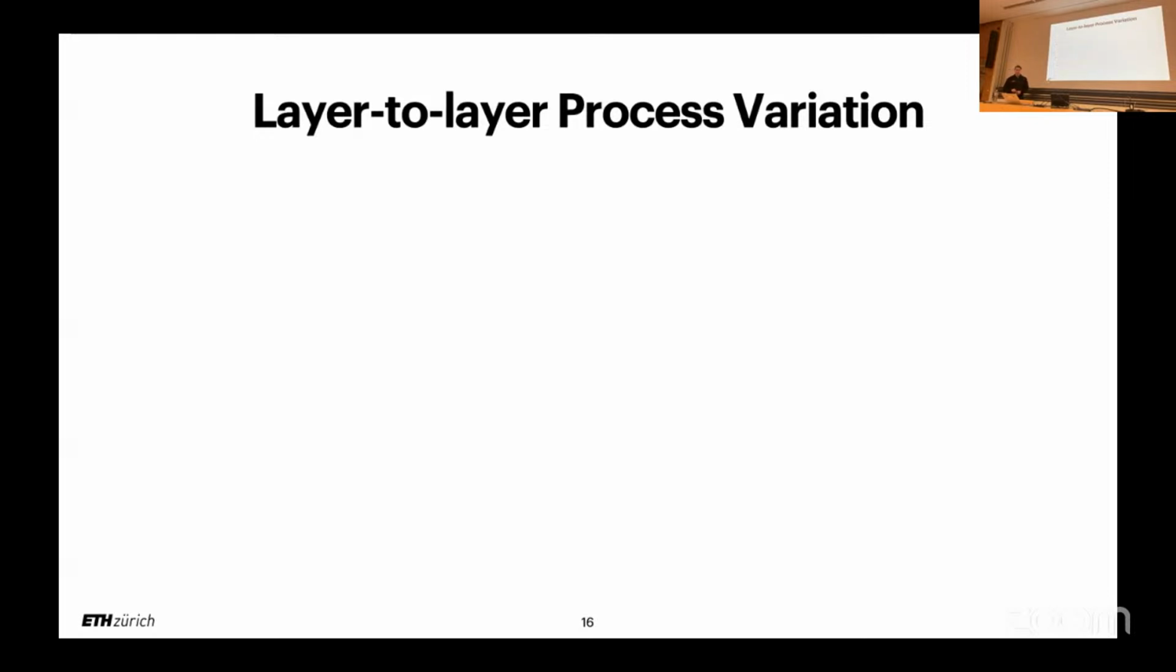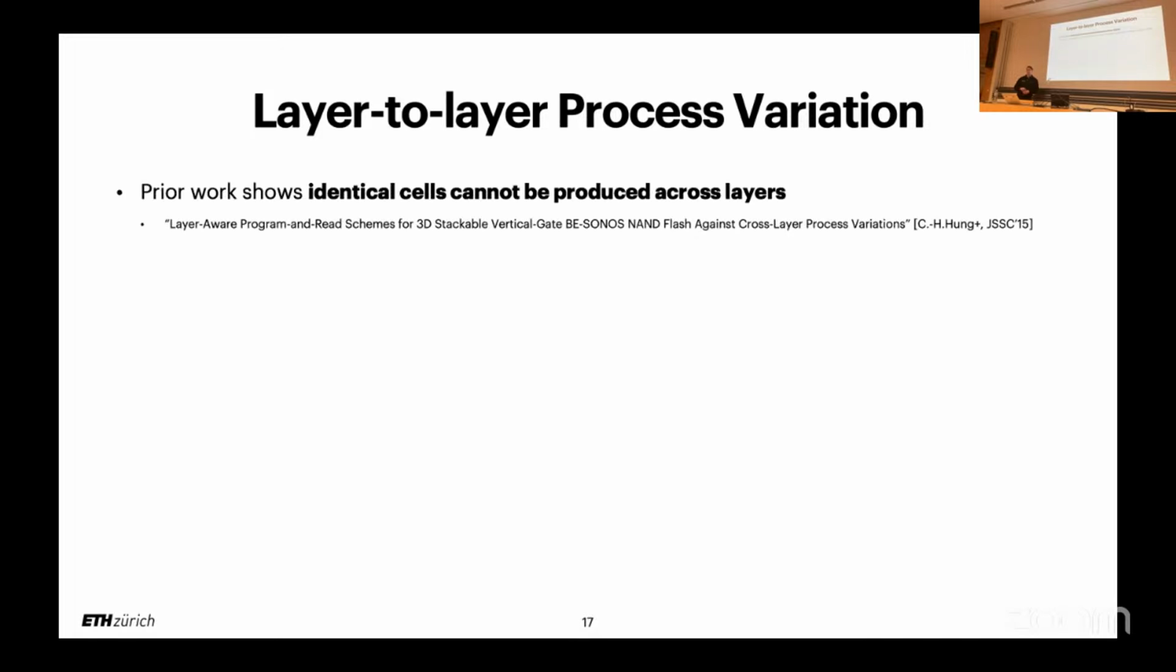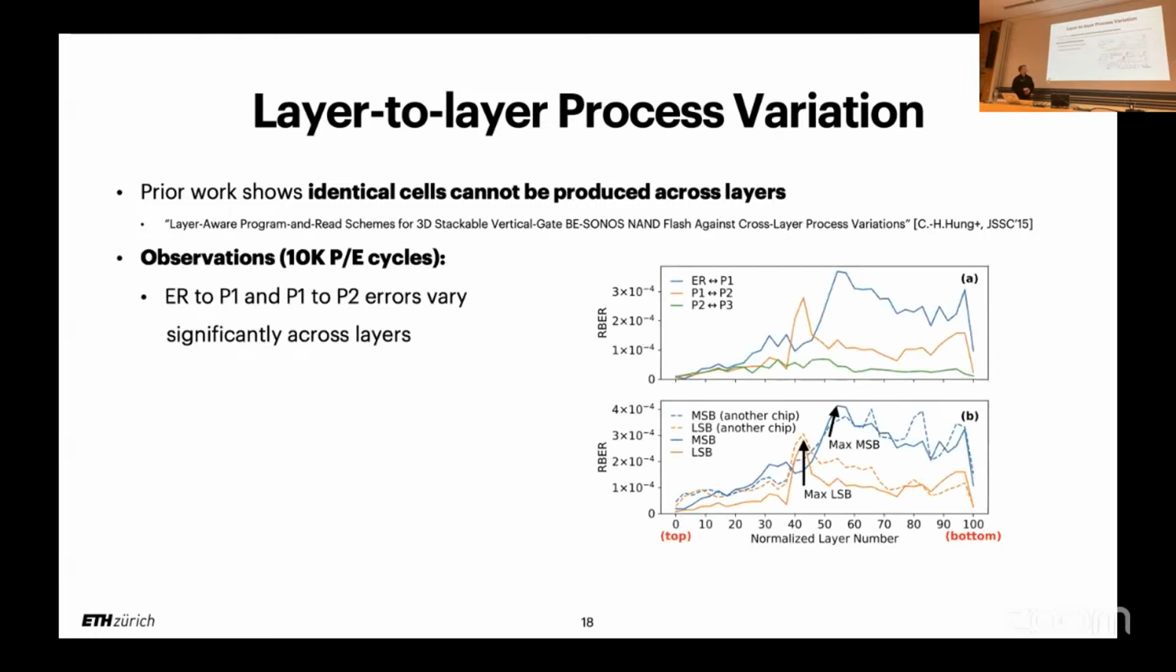So let's look at the first error source, layer-to-layer process variation. Prior work has shown that it's impossible to produce identical cells from layer to layer. So we'd look at the top and the bottom layer, and they will not have the same exact cells. The first observation we make after 10,000 program erase cycles, this is just, again, to simulate wear, is that the ER to P1 errors and the P1 to P2 errors vary significantly across layers, as you can see in the chart here.